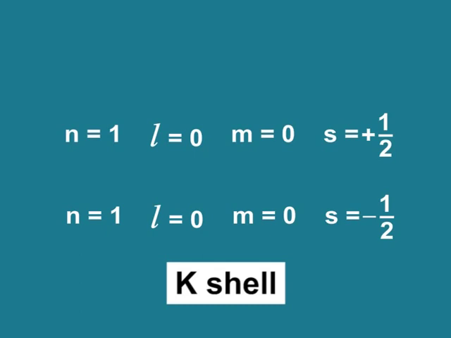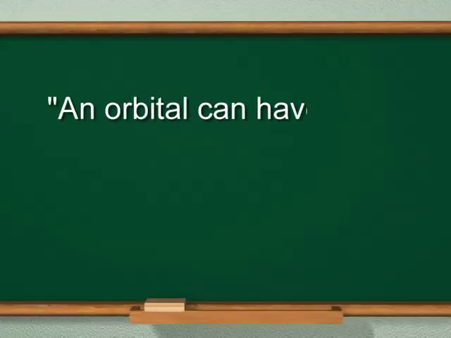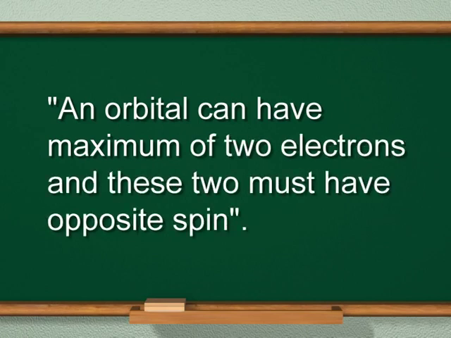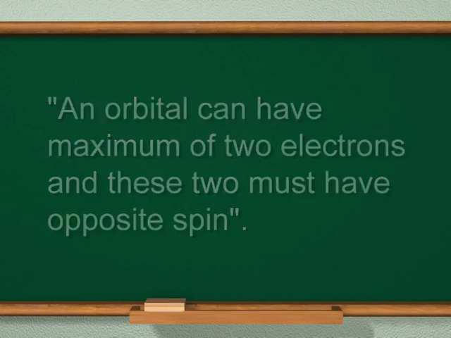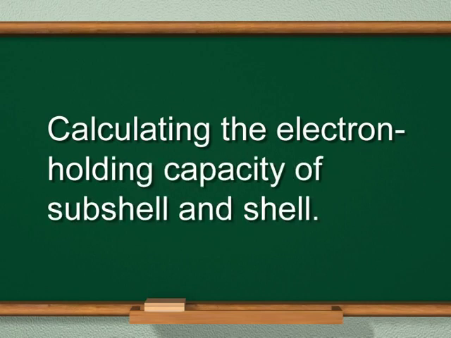This means that although the values of principal quantum number n, azimuthal quantum number l and magnetic quantum number m are the same for the two electrons, the values of their spin quantum numbers s are different. Thus, Pauli's exclusion principle may also be stated as: an orbital can have a maximum of two electrons and these two must have opposite spin. This principle further helps in calculating the electron holding capacity of a subshell and finally of a shell.